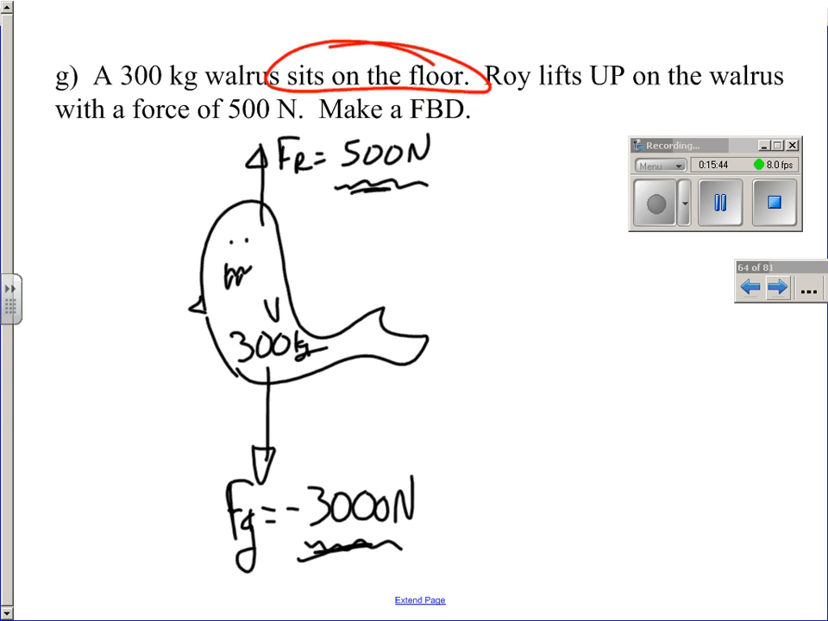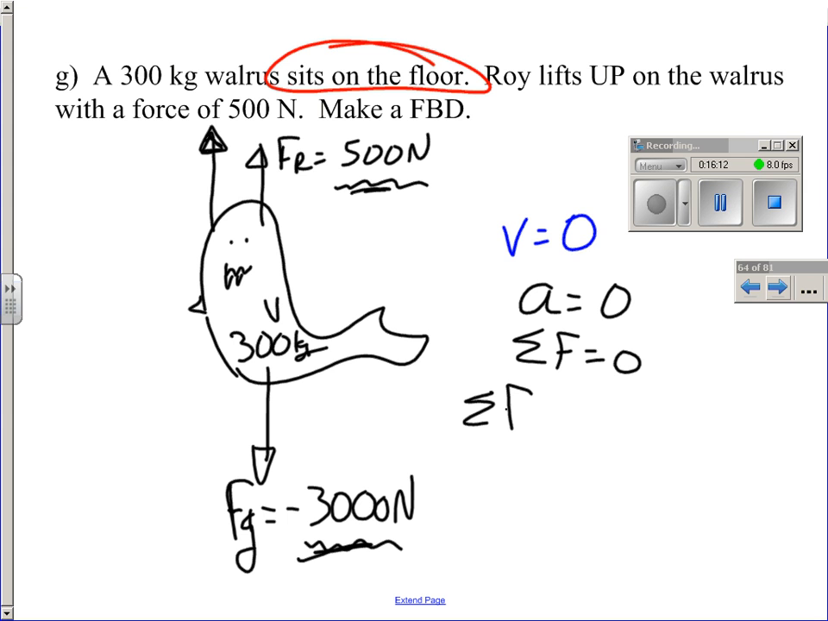There's going to be a normal force, right? So what do we know? We know the walrus isn't going to move because 500 newtons wasn't enough to lift him. Our acceleration is 0. That means our net force is 0. Write it down while I'm thinking about it. He's not moving, so the velocity is 0. All right, so now we got to find our normal force. Well, some of you are able to do this just by thinking about it. We've got 3,000 newtons down and only 500 newtons up, so the normal force needs to fill in the difference, right?